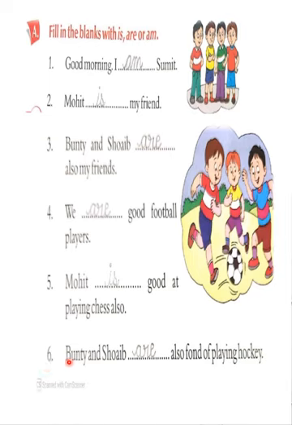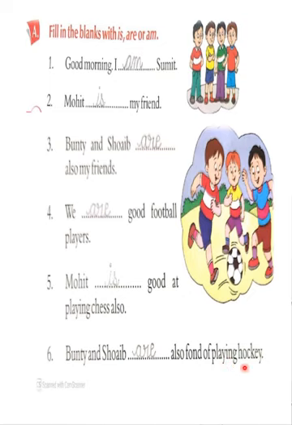Sixth, Bunty and Shoaib dash also fond of playing hockey. So here again we are having two special names. These two special names make it plural. So whenever plural is there, we will be using are. So it will be Bunty and Shoaib are also fond of playing hockey.